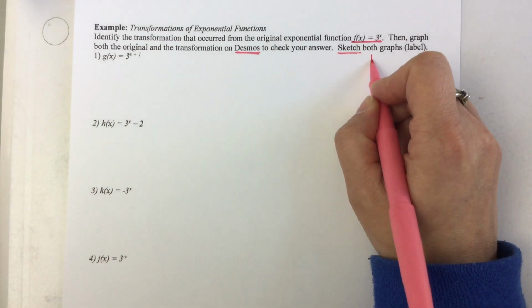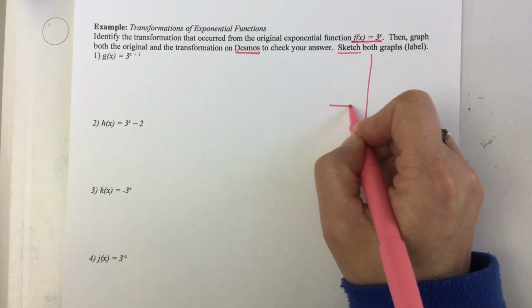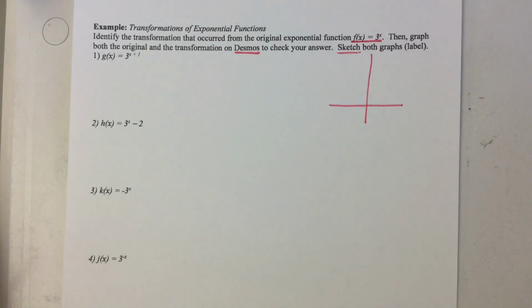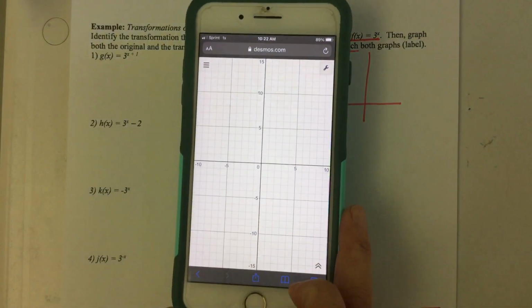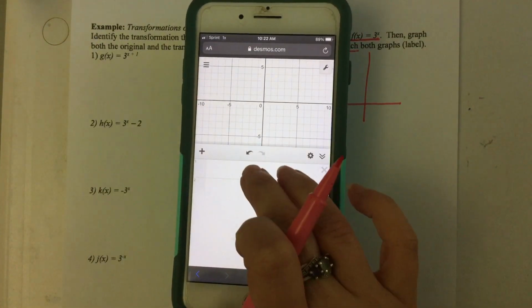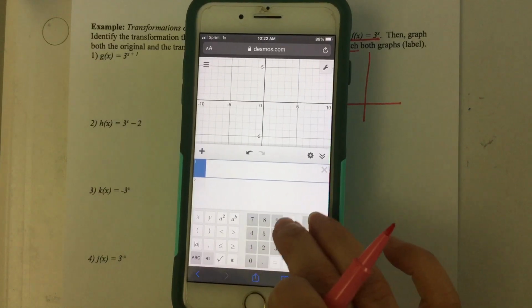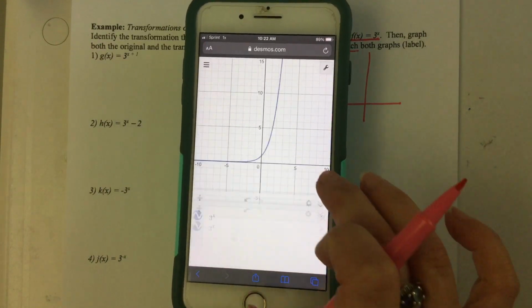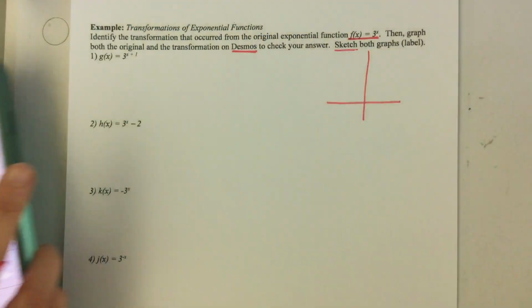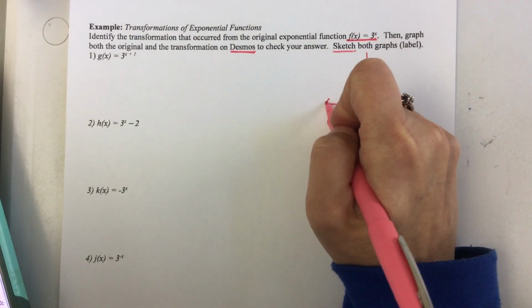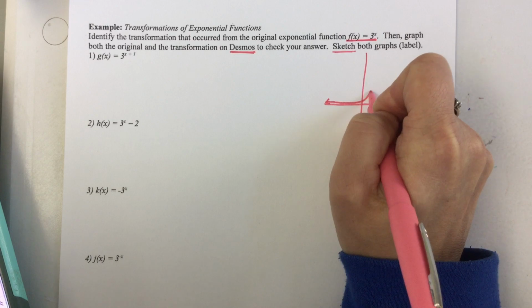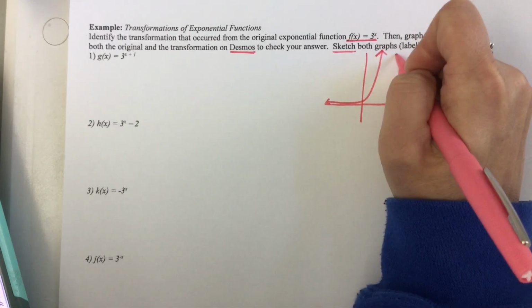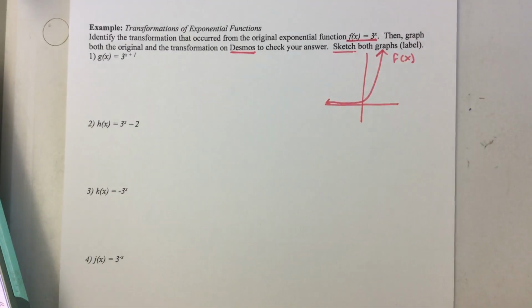In fact, let's go ahead and just start off by graphing our parent function, 3 to the power of x. So I'm going into Desmos. My base is 3 to the power of x. There is the graph. So I'm going to sketch it. Notice we do have that horizontal asymptote. It is a curve-shaped graph. This is f of x.